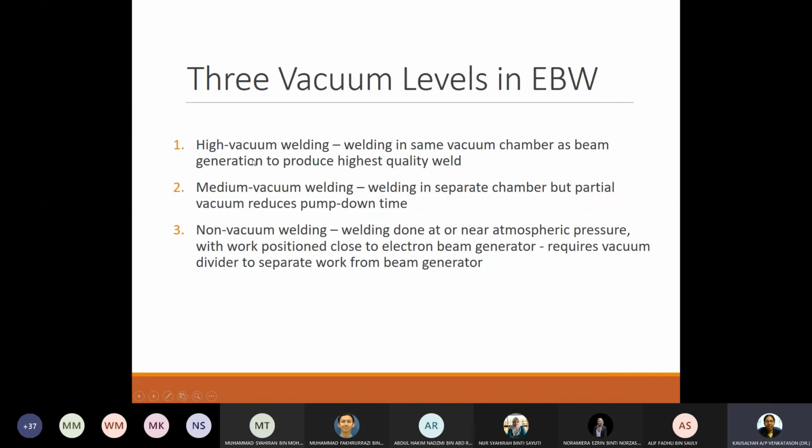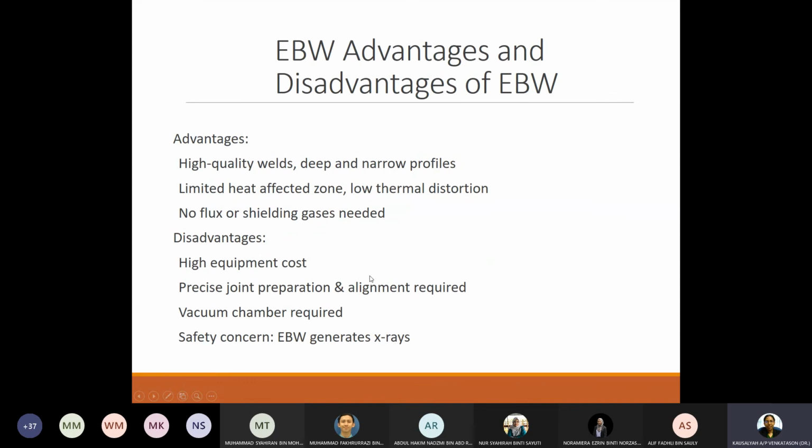There are three vacuum levels in electron beam welding. We have high vacuum welding, welding in the same vacuum chamber as beam generation to produce the best quality. Medium vacuum welding is in a separate chamber, but the partial vacuum reduces pump downtime. Non-vacuum welding is welding done at or near atmospheric pressure with the work position close to the electron beam generator. So this requires a vacuum divider to separate the work from the beam generator.